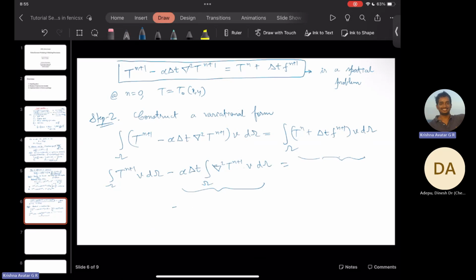It will be using Green's theorem, so grad of T dot grad of V. But why should it be dot V? Will it be grad of T?